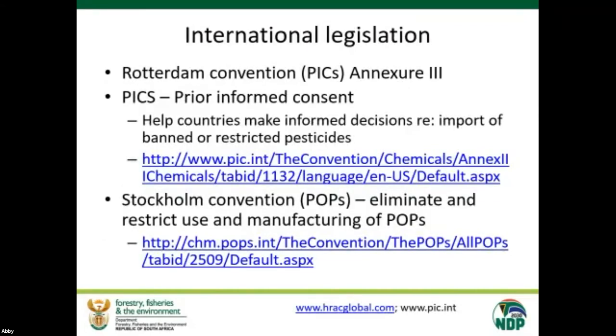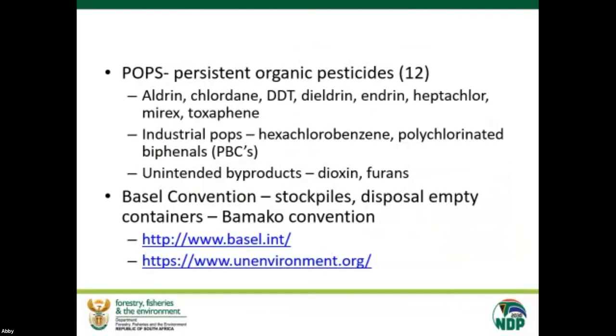The Rotterdam Convention, Annexure 3, which deals with prior informed consent, helps countries make informed decisions regarding the import of banned or restricted pesticides. The Stockholm Convention, on persistent organic pollutants, deals with the elimination and restriction of use and manufacturing of persistent organic pollutants, otherwise known as POPs. POPs are also known as the Dirty Dozen.